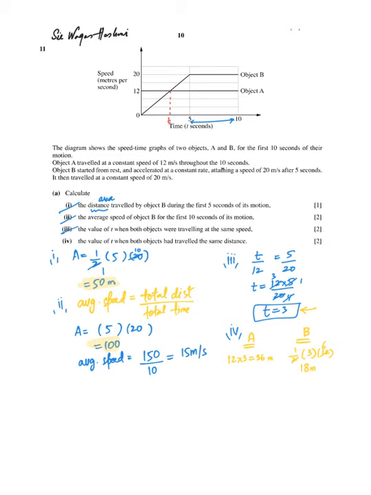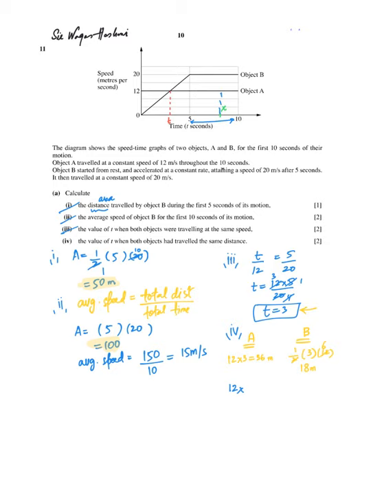Let me suppose that at this point x here, they are traveling the same distance, right? So we need to find out the value of x. For object A, the distance at this point will be 12x, because with respect to object A you are having a rectangle here, and the formula for a rectangle is length into breadth. So this value is x and height is 12. So that is your object A.